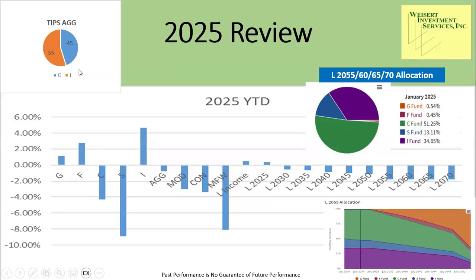As we finished out March, this was the allocation again, 55% in the I fund and 45% in the G fund. But then 4 days later, we went to 100% into the G fund. So let's move on here.